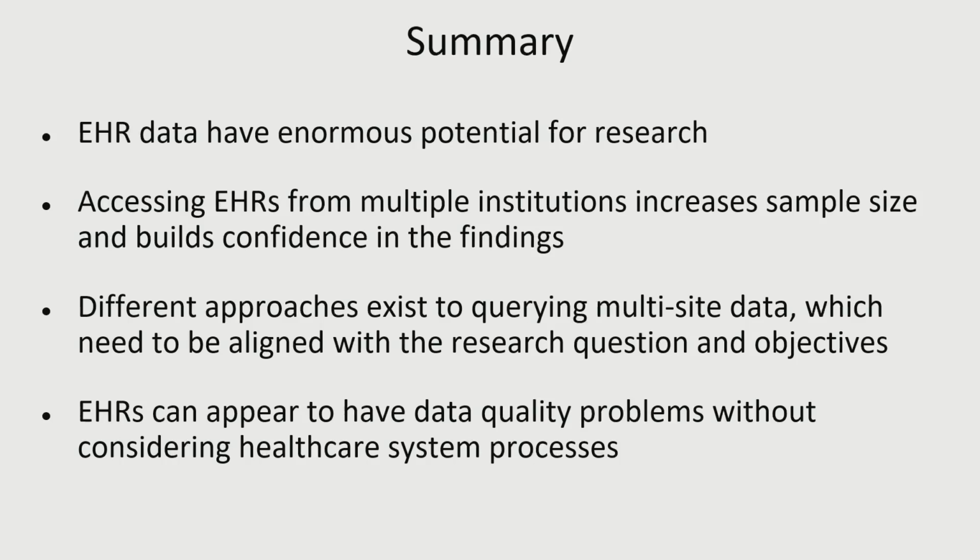So in summary, EHRs have a lot of very rich data for potential for research. Accessing EHRs from multiple institutions increases your sample size and can build confidence in the findings. There are lots of different approaches for collecting data from different sites' electronic health records. You really have to pick the one that matches your research question and objectives. And then finally, when people talk about electronic health record data quality problems, what you really have to do is think about healthcare system processes, how they lead to those apparent data quality problems, and ways you can use artificial intelligence and machine learning to address that and actually use it to your advantage.